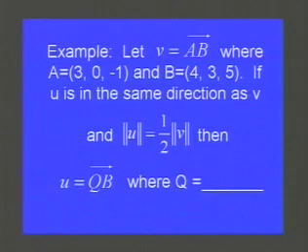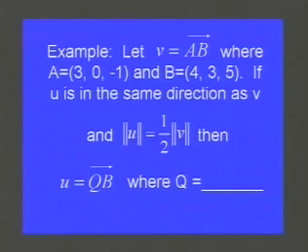All right, next example. Let v be AB, where A is the point 3, 0, negative 1, and B is 4, 3, 5. If u is in the same direction as v, so they're parallel to each other, and the length of u is equal to half that of v, u is half as long as v, and u is QB, what is Q? That's what that's asking.